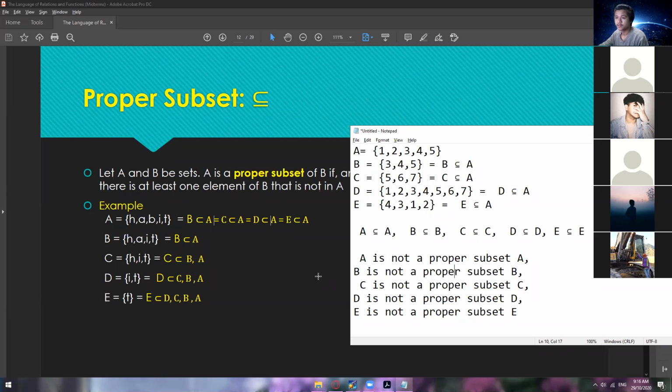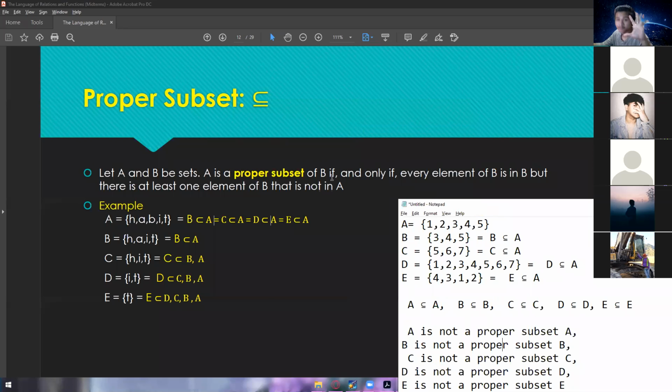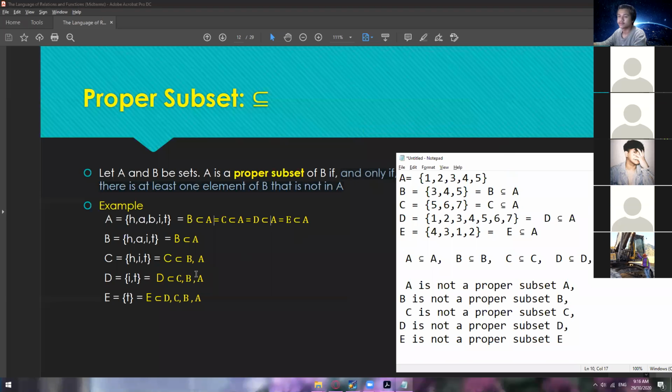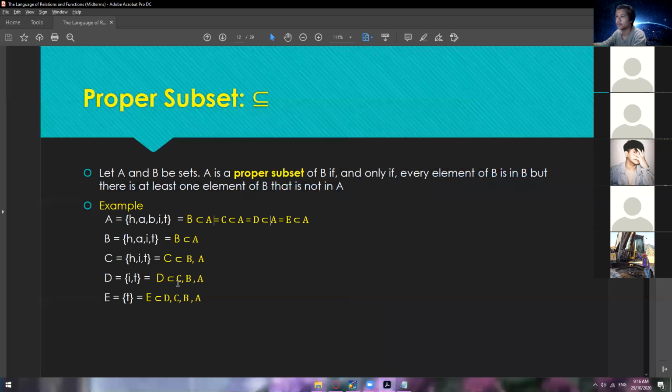Okay? So, nagets nyo ba yung idea so far? So, ito lang yung pinagkaiba. Yes, sir. Okay. So, there should be at least one element that is not on the superset. Okay, so pwede nyo pagbisan yung mga next examples pa na hindi ko na-mention.